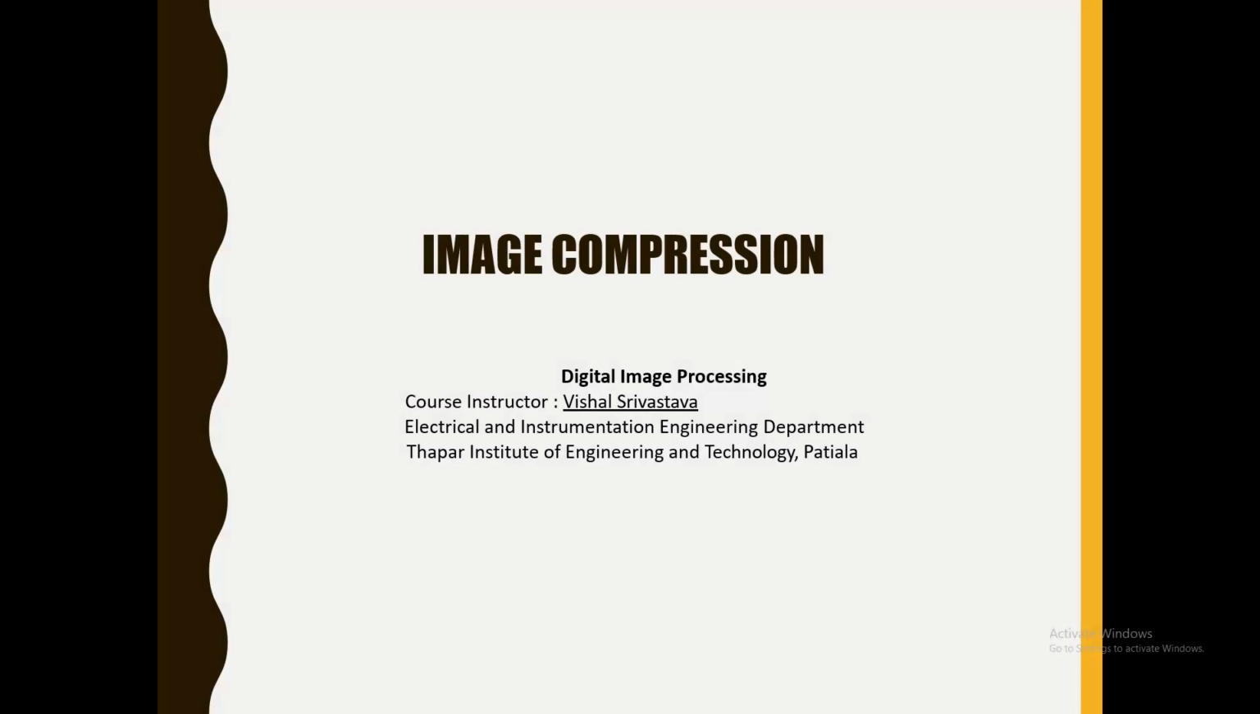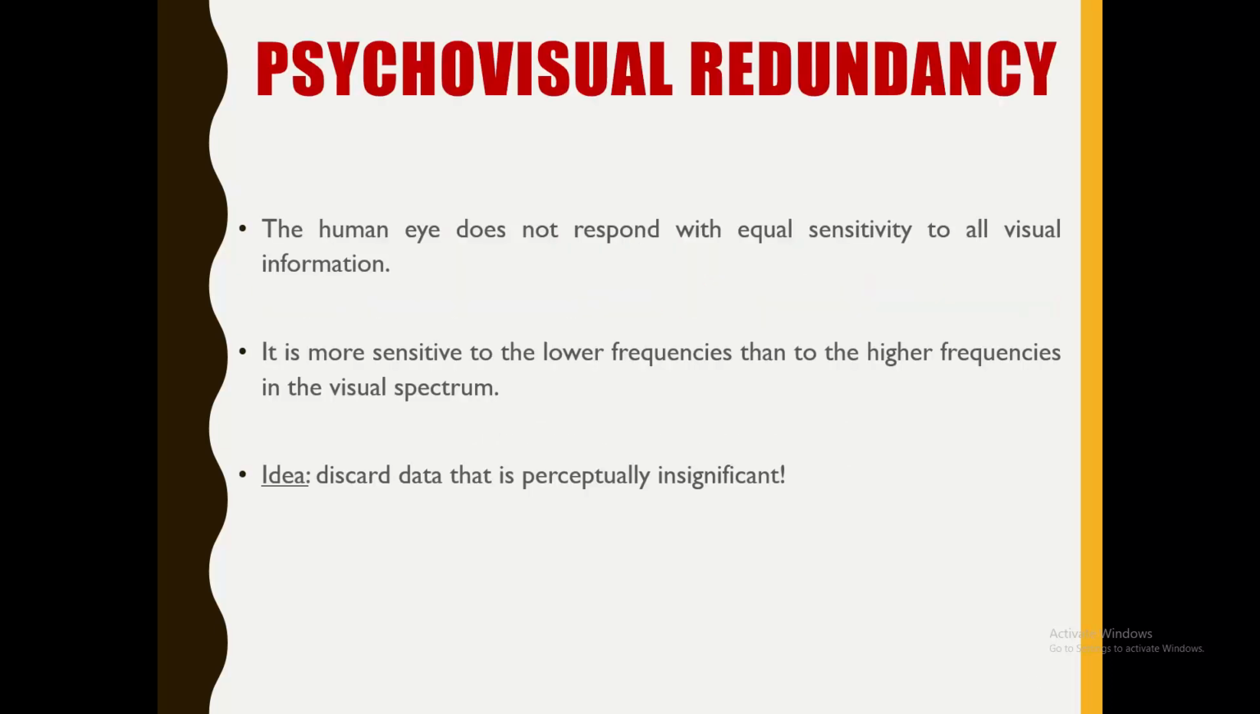So today we are going to learn another technique in image compression, that is psychovisual redundancy. The human eye does not respond with equal sensitivity to all visual information. Certain information simply has less importance than other information in normal visual processing. The human eye is more sensitive to the lower frequencies than to the higher frequencies in the visual spectrum.